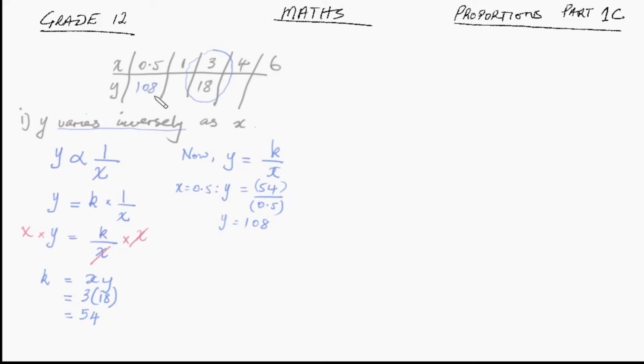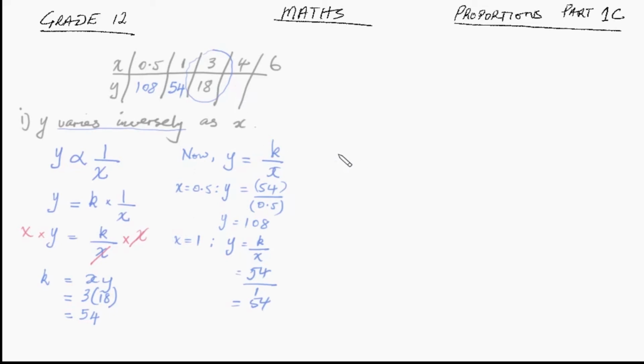Let's look at y when x is 1. When x equals 1, then y will be k over x, which is what? k is a constant, it's the same everywhere: 54 divided by 1. So 54 divided by 1 is 54. All right, so when x equals 1, y is going to be 54. Now you are beginning to see this. This is easy. Let's continue.